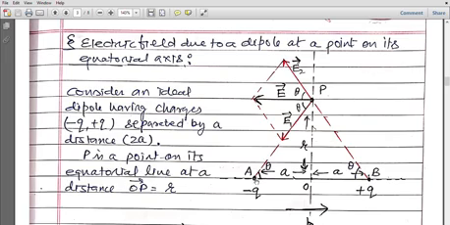This is negative charge, so the direction of electric field is towards minus q, radially inward, straight and inward. But in case of plus q, the electric field lines are straight and outward. So this is inward direction, this is outward direction. So E1 and E2, they are neither in opposite direction nor in same direction, but they are aligned at different directions. Okay, but their magnitudes are equal. It is clear that their magnitudes are equal.